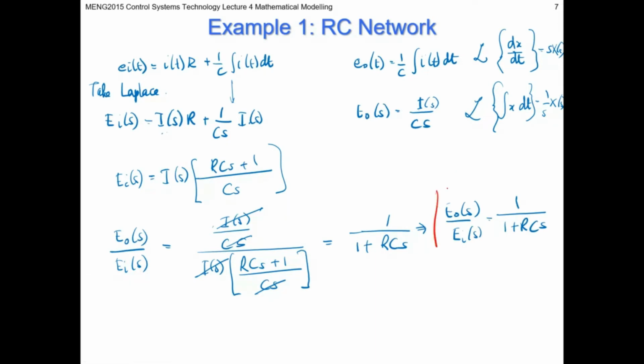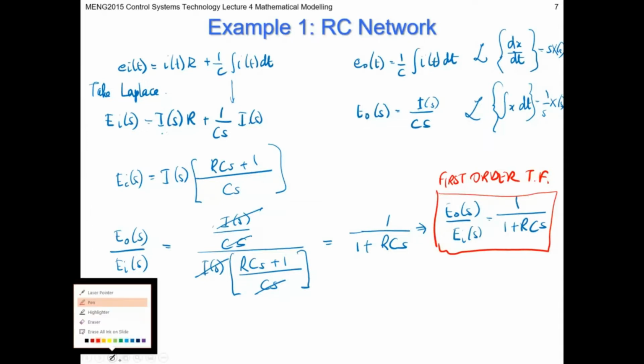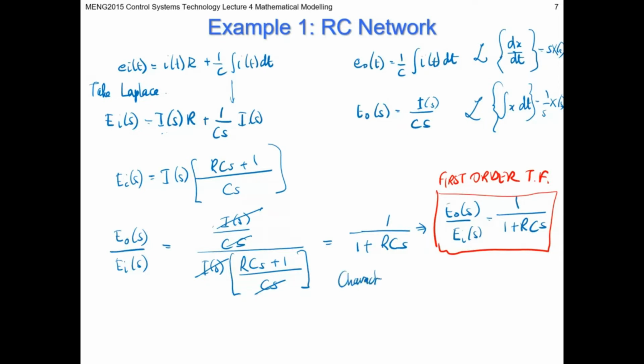Okay, that's similar to what we got last time, I think. And I made the point last time that this is a first order transfer function, like a typical one. And for a first order transfer function, the characteristic of a first order transfer function (FO TF) is tau, the time constant, and tau is this term RC.